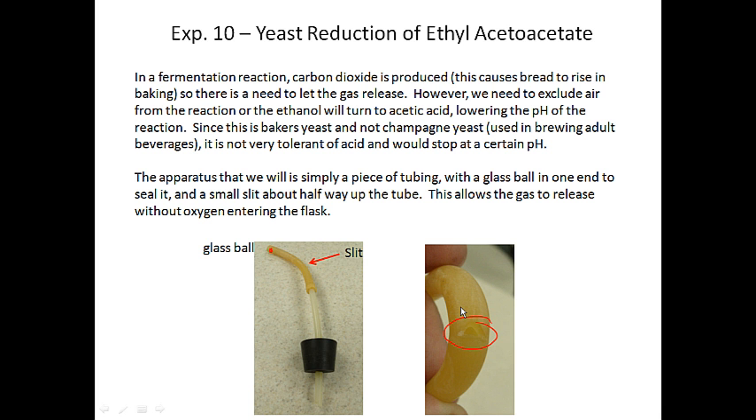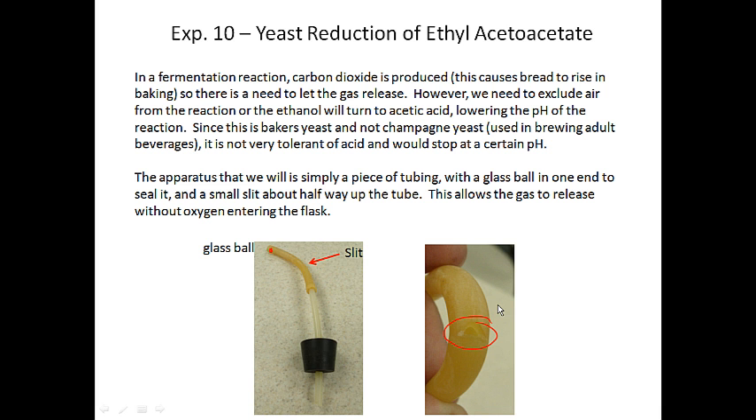And so when the tubing normally sits, oxygen's not going to get into it, but when the pressure builds, that slit will allow CO2 to escape from the fermentation flask. And so this works very well.